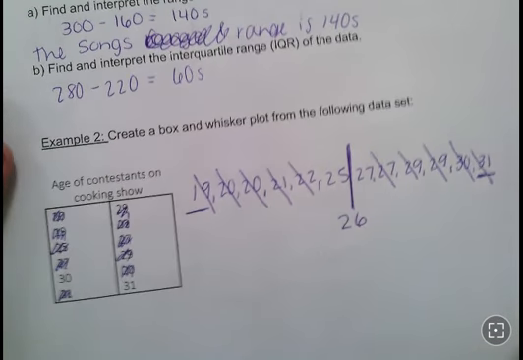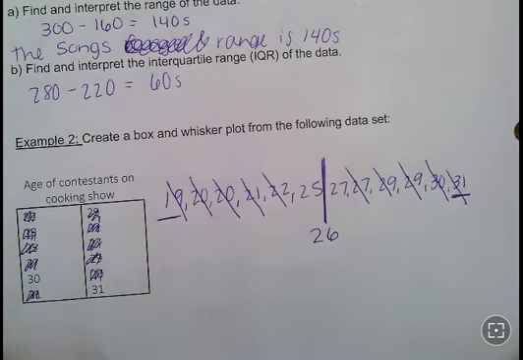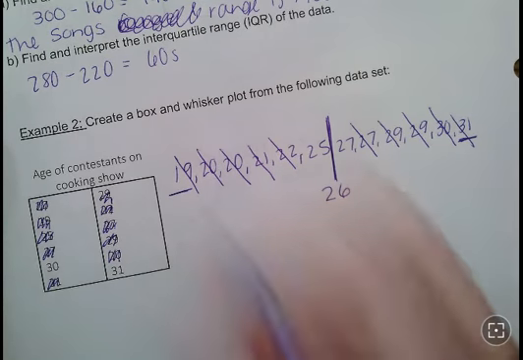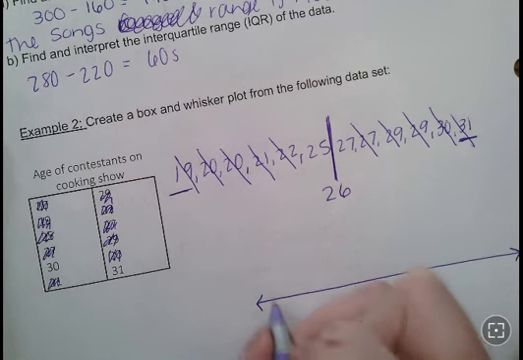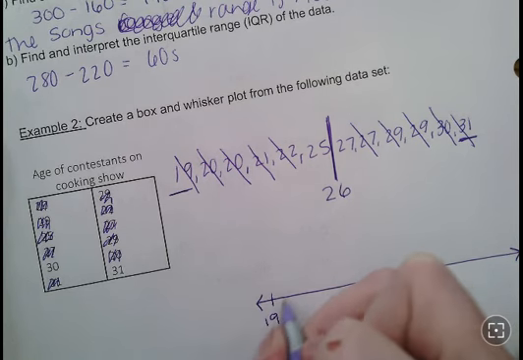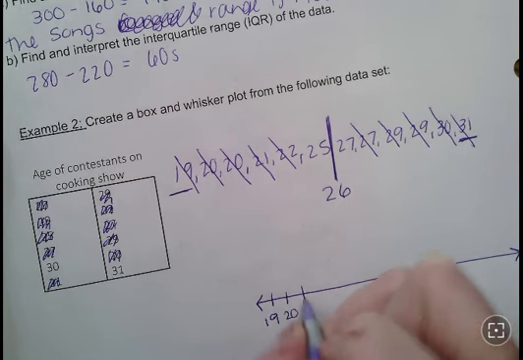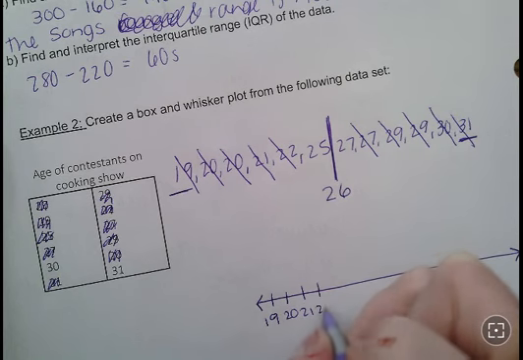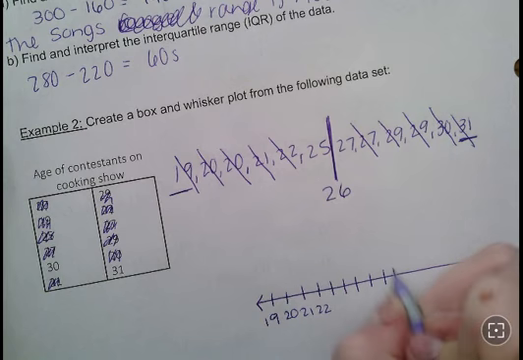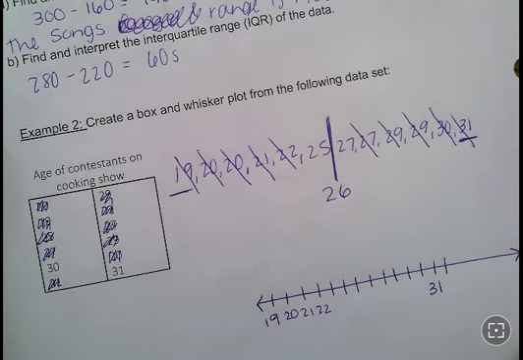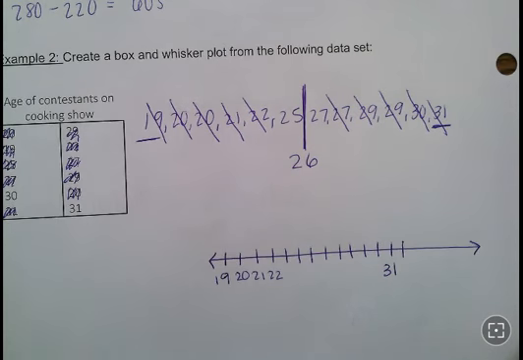Once I find the median, I like now to start my box and whisker plot. So I know that I'm going to go from 19 to 31. So here's my number line. If this is 19, this is 20, 21, 22, 23, 24, 25, 26, 27, 28, 29, 30, 31, 32. I don't care what you count by. It doesn't matter how long you make your number line. Just make sure that you're consistent.